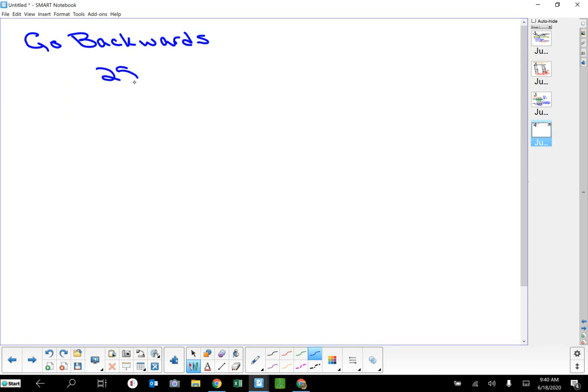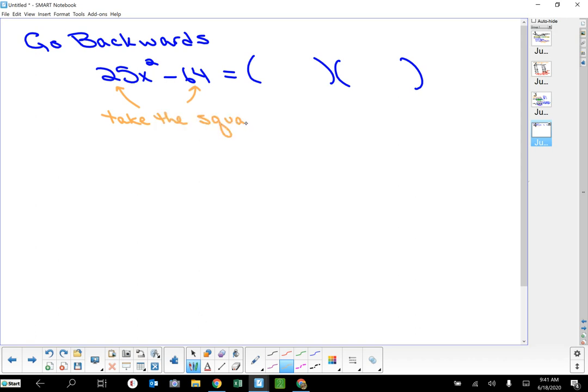Okay, if we're given something like 25x squared minus 64, and you're asked to write out the two binomials, well, all you have to do is take the root of each of these, put those answers into the binomials, and then make one a plus sign and one a minus sign. So here's what I mean by that. This is pretty straightforward, actually.